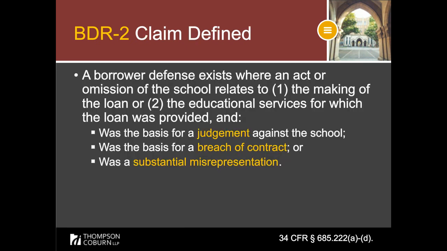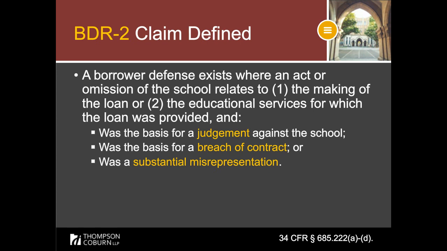So under BDR-2, a bar defense claim, a borrower would have to show that the act or omission related to the making of the loan or the educational services provided by the school. So again, slip and fall, sexual misconduct, racial discrimination, those kinds of things would not be the basis for a BDR claim under any BDR 1, 2, or 3, right?